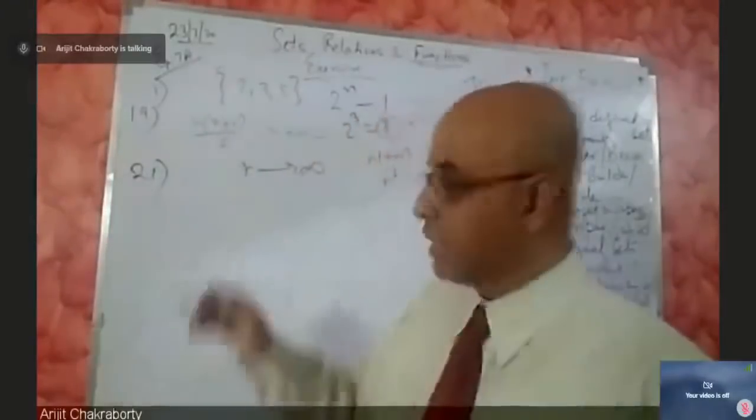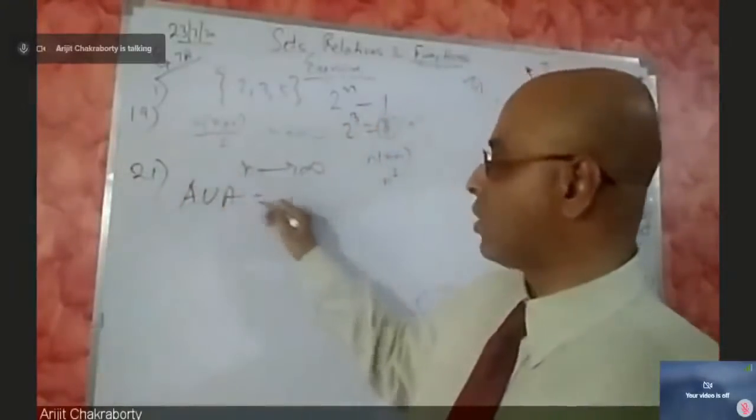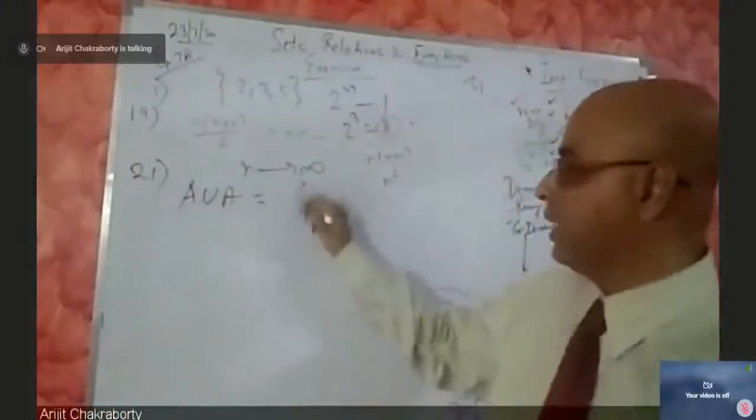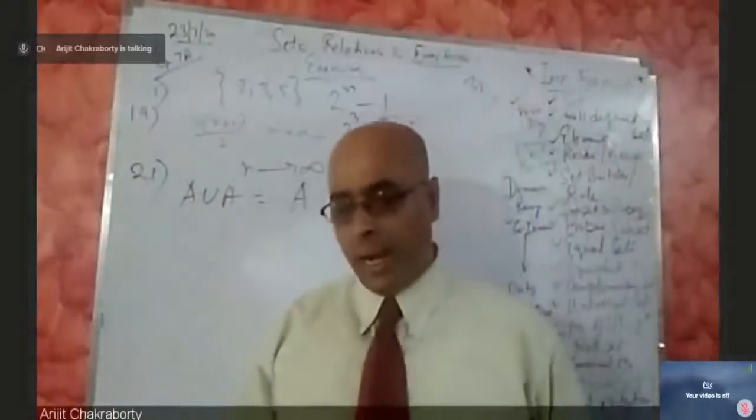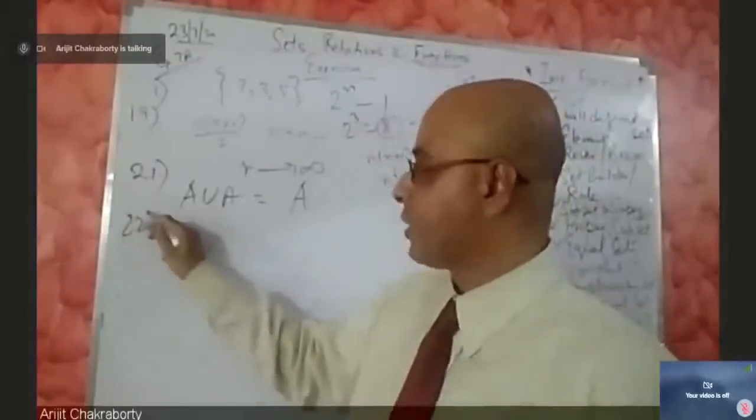A union A is what? A union A is nothing but A itself. Okay. I take number 22 now.